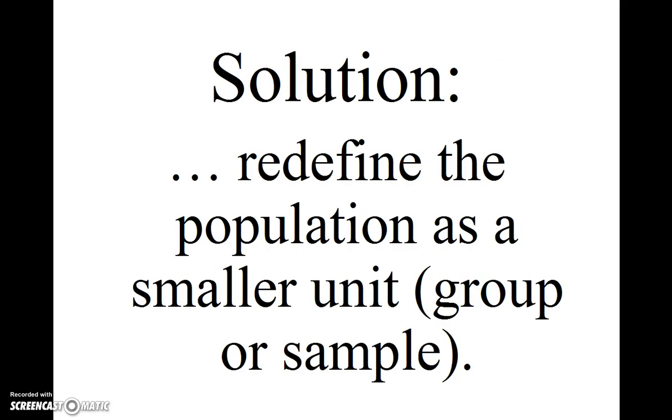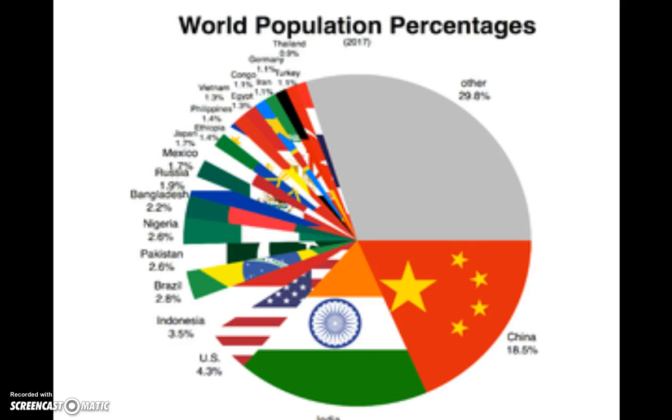Now the solution is to redefine the population as a smaller unit, as a group, or as a sample. Going back to the situation in Yucaipa, if we said, okay, we have a group of people in our sample from Yucaipa, and we have another group from a surrounding city, Redlands, and we can compare the two groups, Redlands versus Yucaipa. Now we can test a hypothesis about the variable of living in Yucaipa.